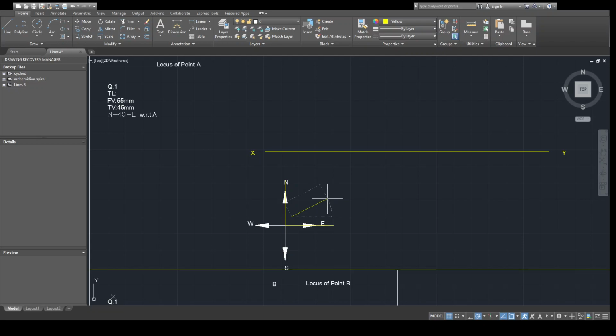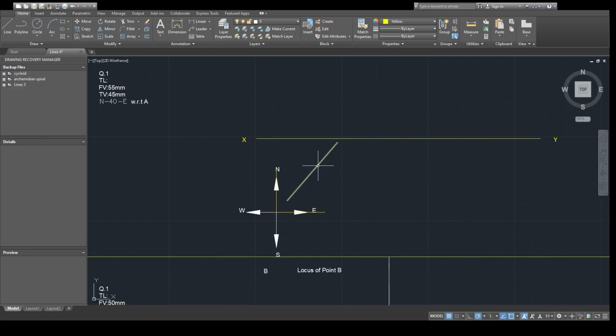And what is the length we need to draw? That is the top view length 45. So I will repeat once again: east to north, the length is first of all 45, and the angle is 50 degrees. Over. So this is our line, and this line is the top view line because of its apparent inclination. You can measure the angle if you want.